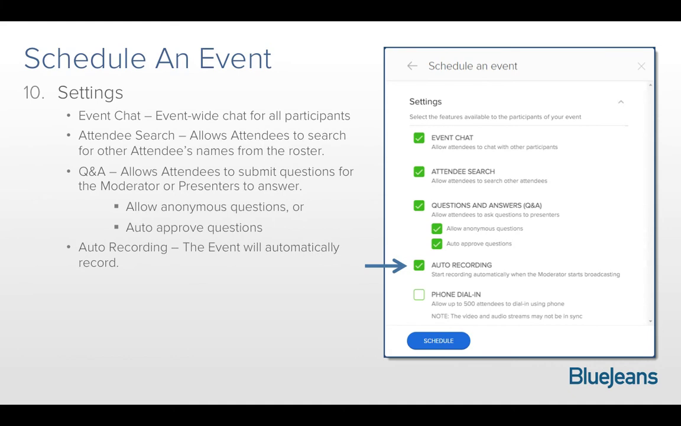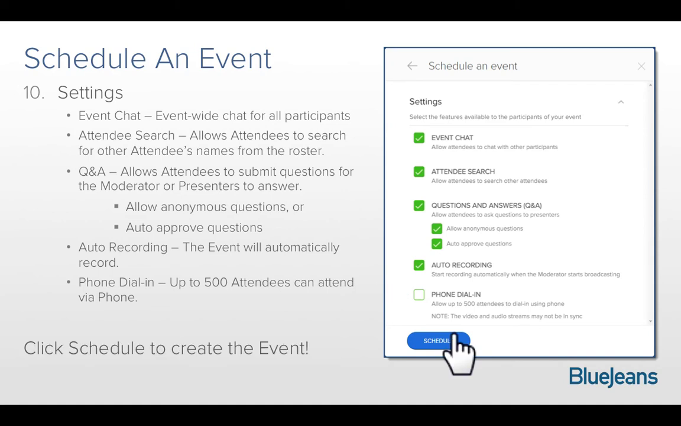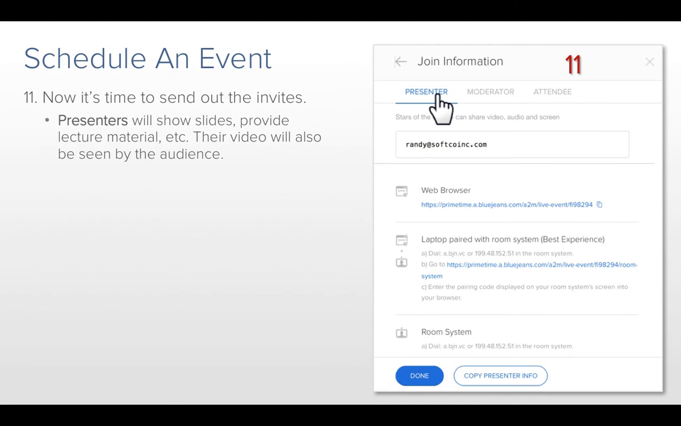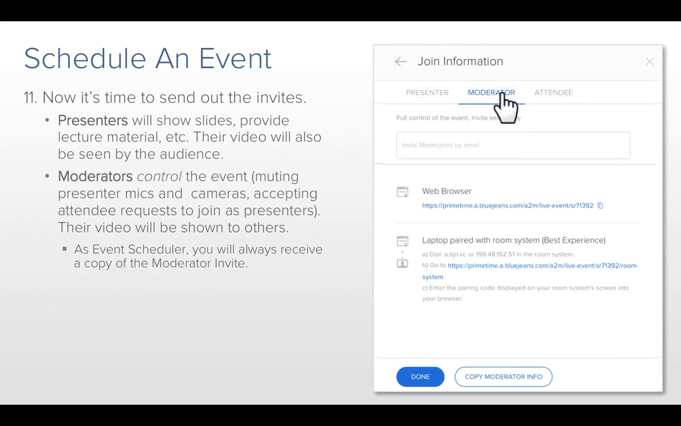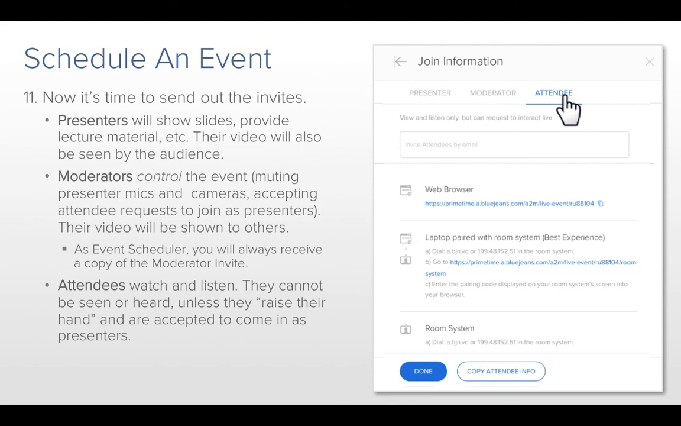Set recording to start automatically or allow attendees to dial into the meeting. Click to create the event. Now send out the invites to presenters, other moderators, or attendees. You can also copy invite links to the clipboard if you want to send out invitations from your calendar tool.